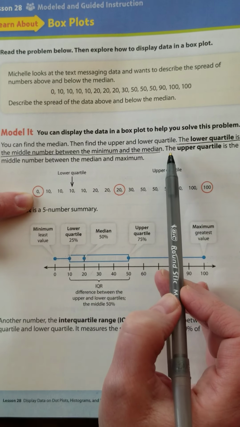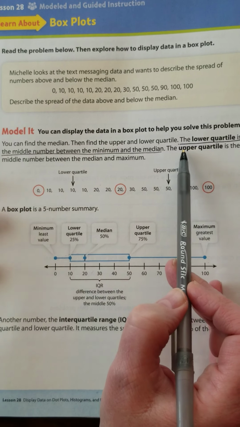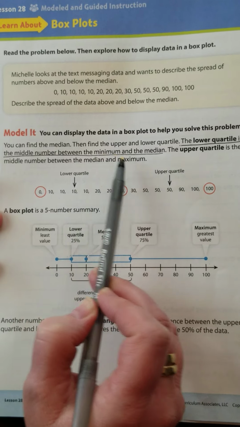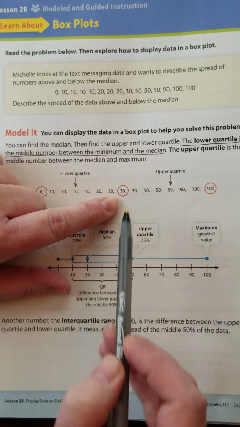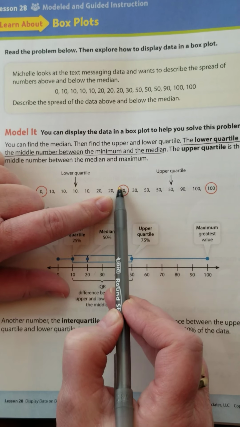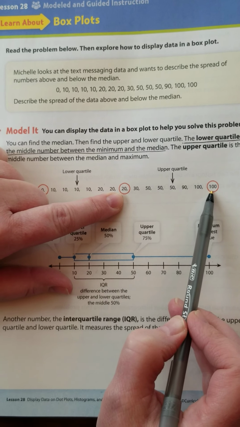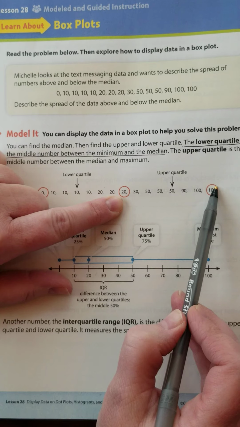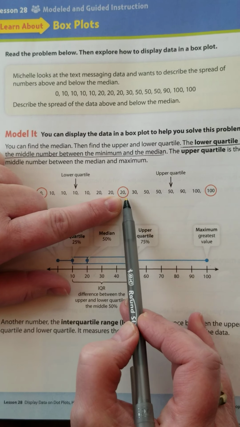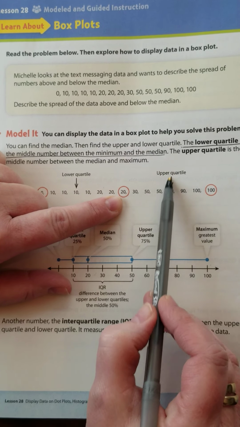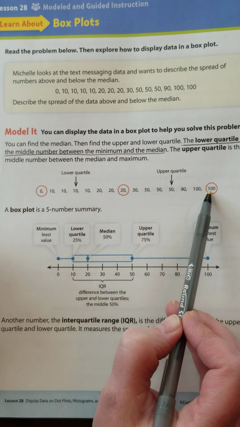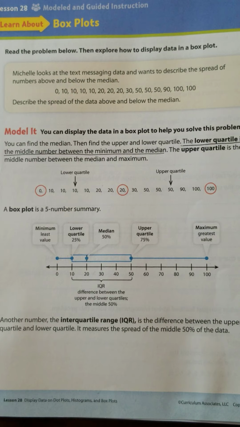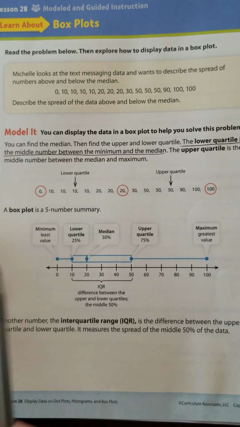Okay. Now let's see if we can understand the upper quartile. The upper quartile is the middle number between the median and the maximum. So we've got our median marked here at 20, and we have our maximum of 100. And the upper quartile is going to be that middle number in between. So right here.